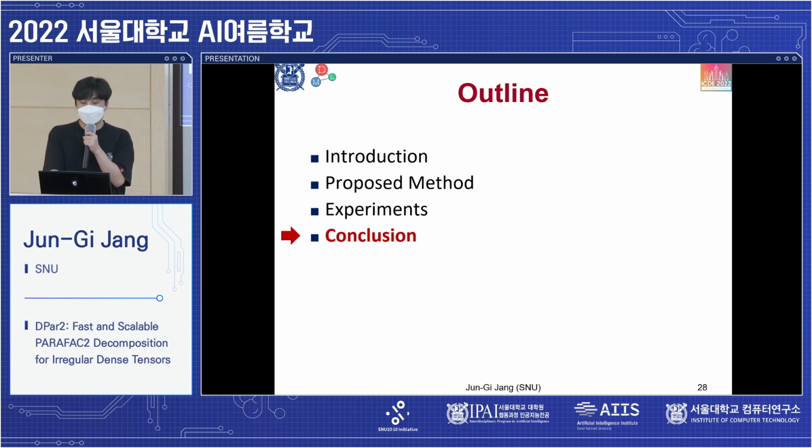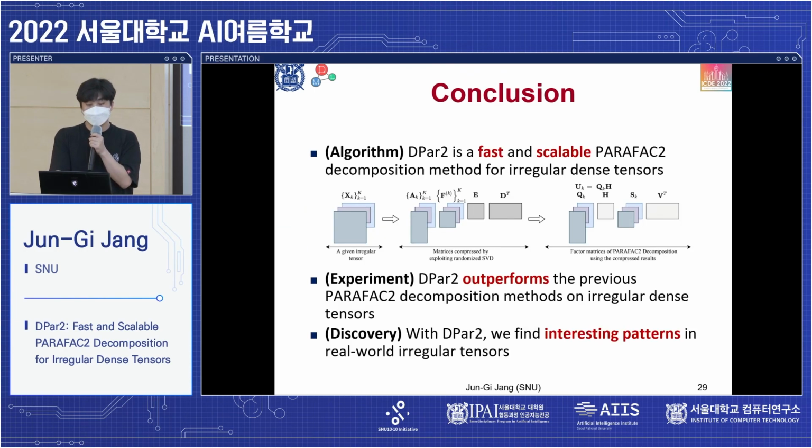Now I conclude this presentation. We propose DPar2, which is a fast and scalable PARAFAC2 decomposition method for irregular dense tensors. We experimentally show that DPar2 outperforms existing PARAFAC2 decomposition methods, and we find interesting patterns in real-world irregular tensors using DPar2.